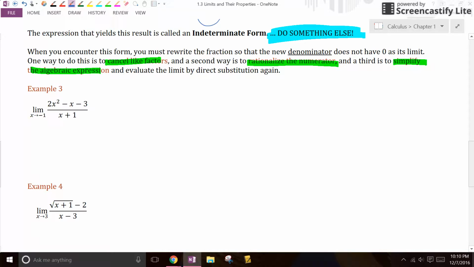I'm sorry, 2 plus 1 minus 3. So you get 0 over 0 when you do direct substitution. Oh, no, here, direct substitution would yield 0 over 0. That's not good, right? So it doesn't help. So now what the heck is the limit?